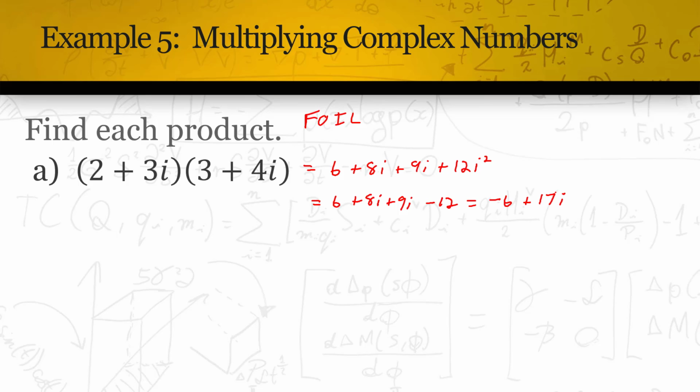And there is our answer in standard form. Okay, let's do one other number. For the second problem, we have 6 plus 5i times 6 minus 5i. So we just go ahead and use FOIL again.